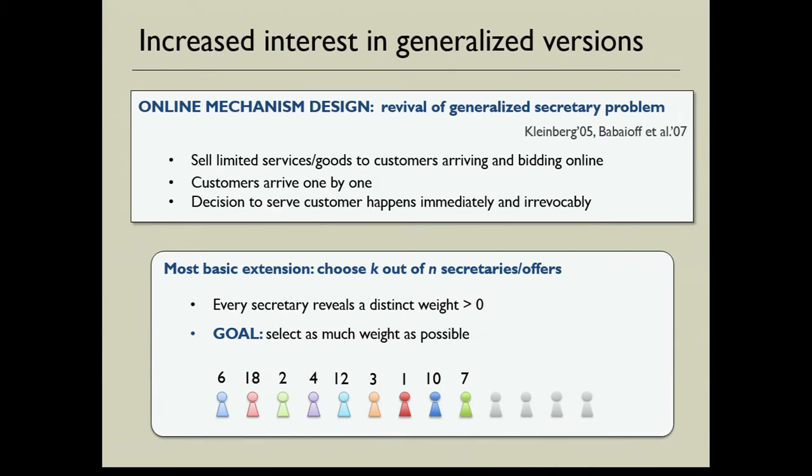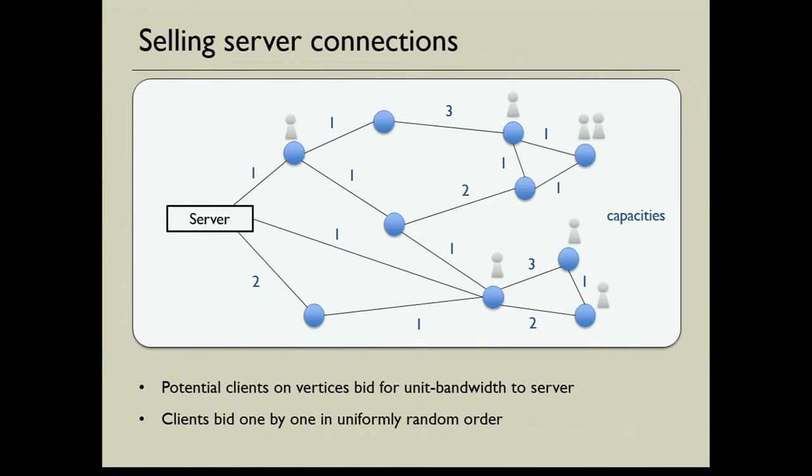But let me give you one generalization, which may be my favorite open question that's concrete, where we don't know the answer. So that's this kind of Netflix problem. You are a server, maybe Netflix, and you have customers on the vertices. So those are potential clients. They give bids that they want to access your streaming service. But if you accept their bid, you have to guarantee at least one unit of capacity, a path of one unit from the server to them.